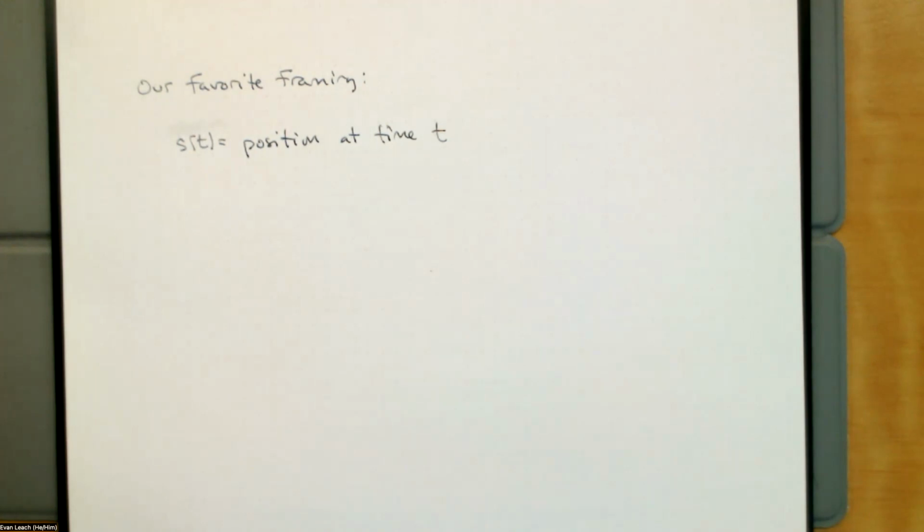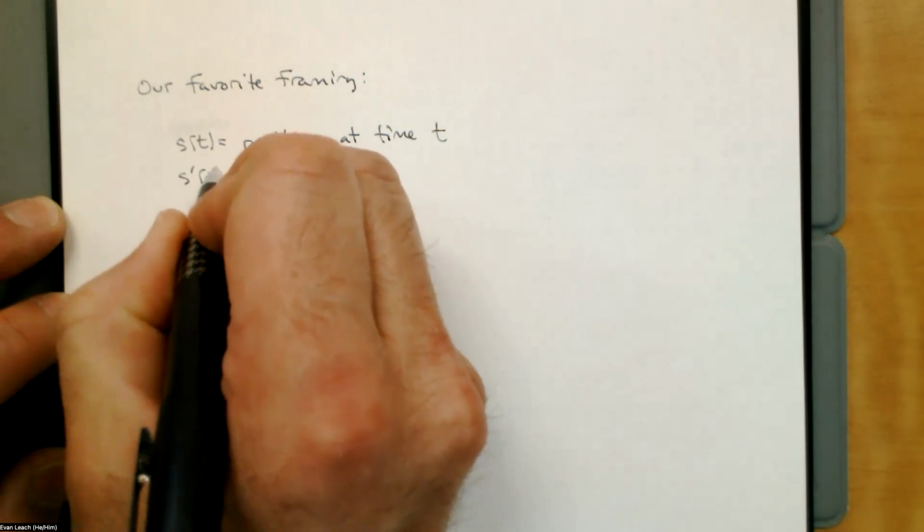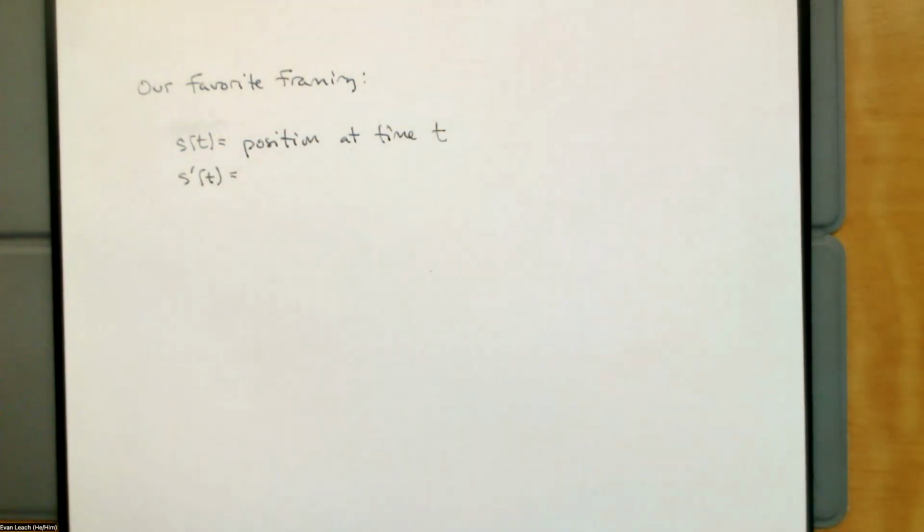So let's bring up our favorite framing where we define a function to be the position of some particle at time t. Sometimes we use very large particles like balls thrown into the air or cars hurtling down the road. But we define a function that represents a position at time t. The derivative with respect to time is how the position is changing over time. Change in position divided by change in time. Change in meters divided by change in seconds. This we call velocity.